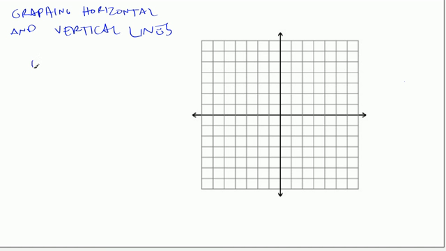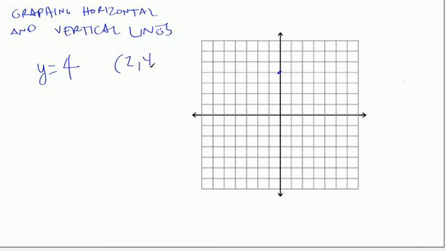If you are asked to graph y equals 4, you might think that's a point, maybe like right here. That's part of the graph, but that's not all of it. What y equals 4 means is all the points on this graph with a y coordinate of 4.